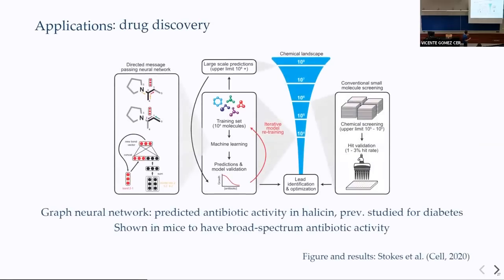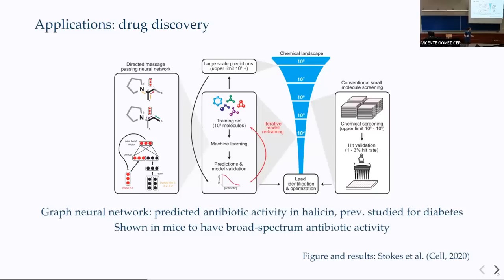But here, the thing I wanted to show you is just some really impressive applications of geometric machine learning and geometric deep learning in particular. So in this work, which is published in Cell, the biology journal, a graph neural network was used to predict antibiotic activity in a whole bunch of different proteins. In particular, it predicted it for a protein called halicin, which had been previously studied as a diabetes medication. And I don't know if it had any success in that.